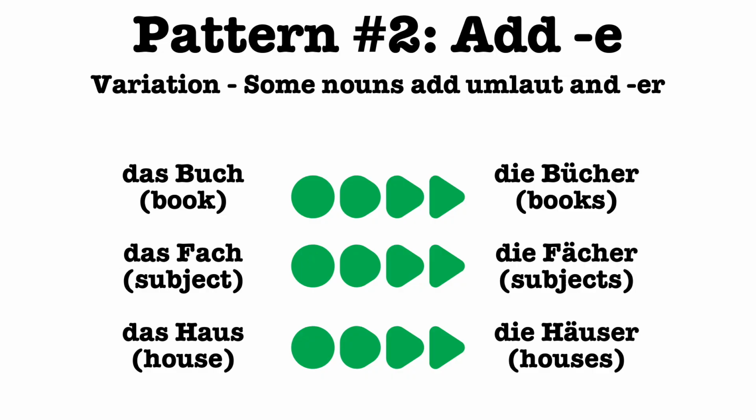There are also a few nouns that add er instead of just e. These nouns will always have an umlaut in the plural form as well, and they will never be a feminine noun. For example, das Buch, die Bücher, das Fach, die Fächer, das Haus, die Häuser.